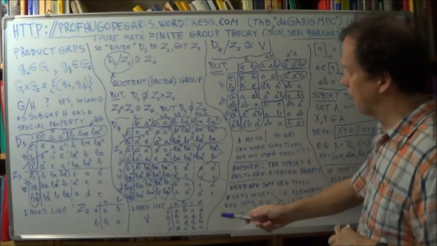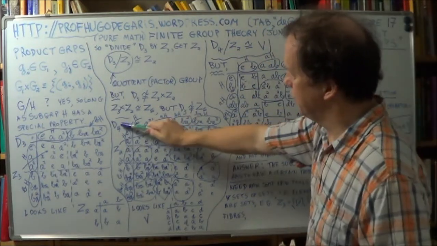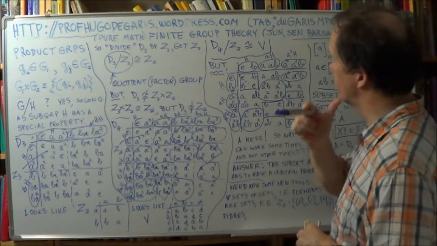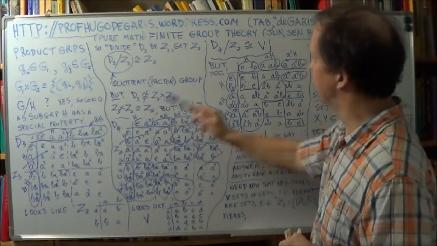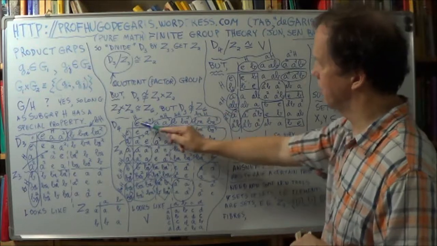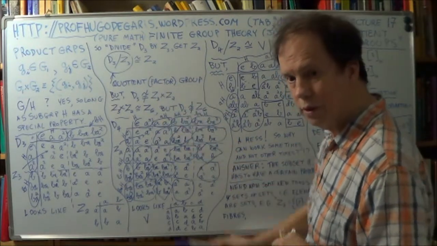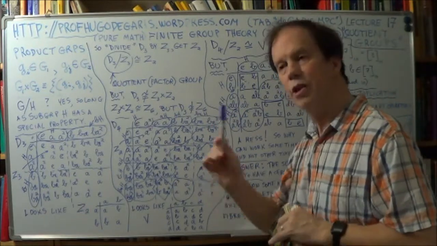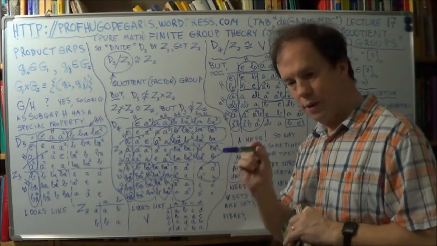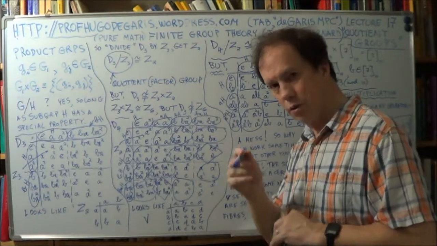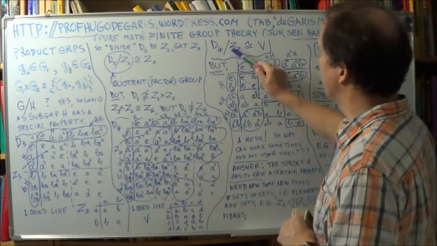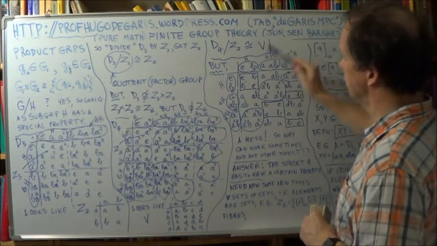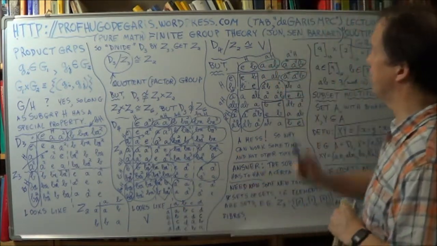Okay? So it looks as though D4 divided by this subgroup, which is in fact of the form Z2, there is only one group type that's of order 2. That's the cyclic group, because 2 is a prime number. And it's this one. Okay, so D4 divided by Z2 is isomorphic to this, V.